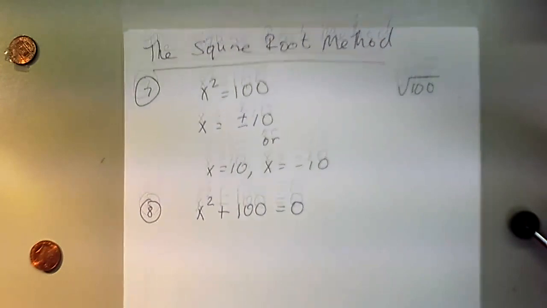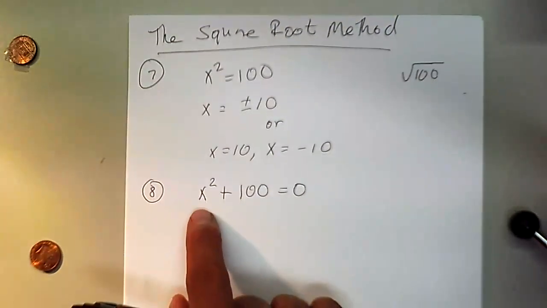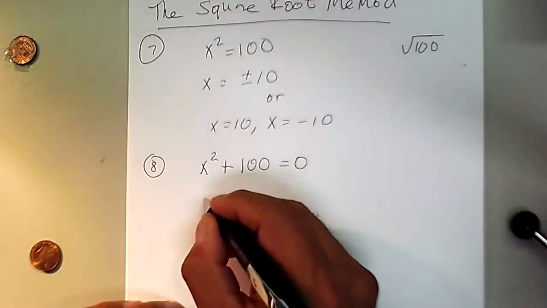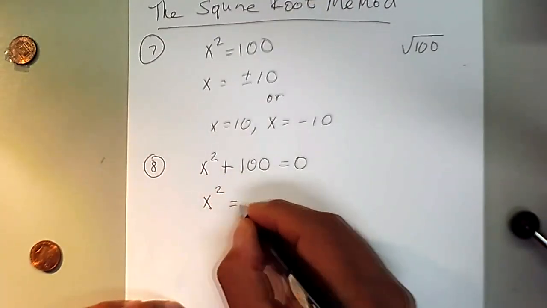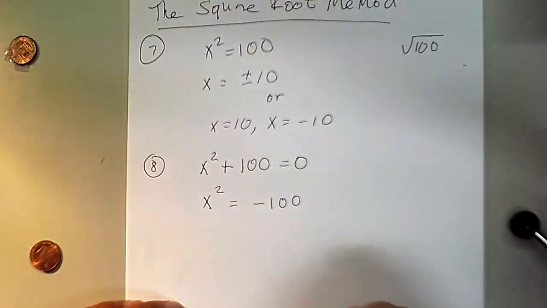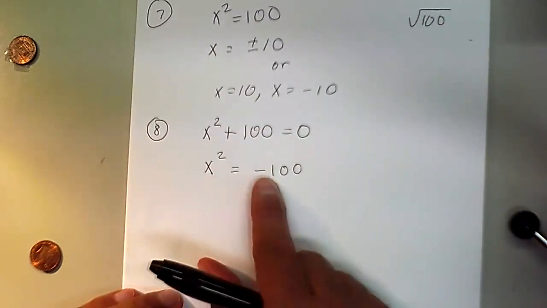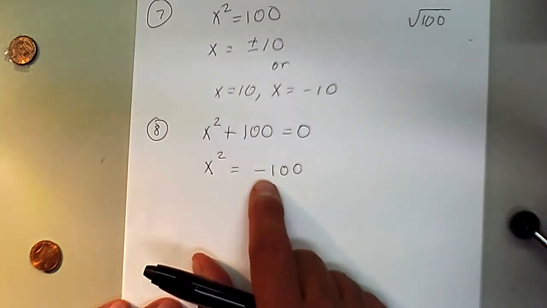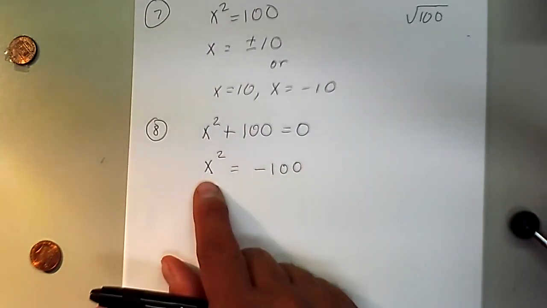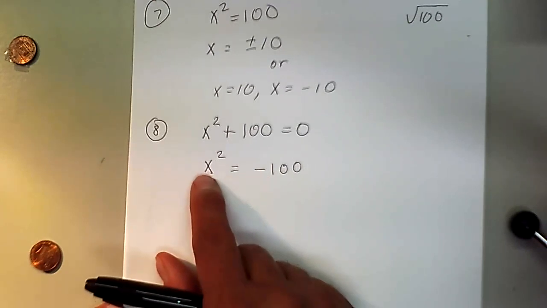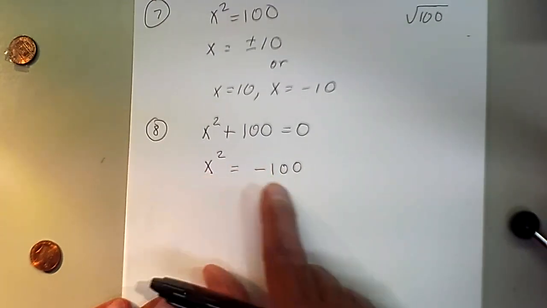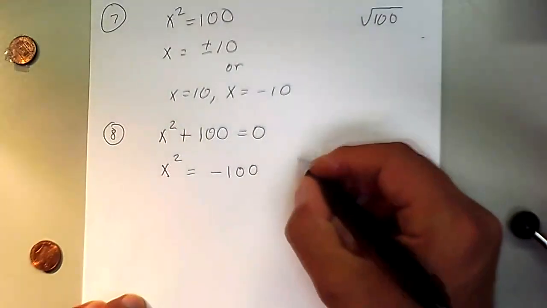Well, if we want to use the square root method, then we have to leave the x squared on one side and then move this to the other. So we have x squared equals negative 100. And when we take the square root, there's a problem. We have to use complex numbers. Yeah, because we cannot have the square of a real number be negative. That does not happen. Let me write that down.